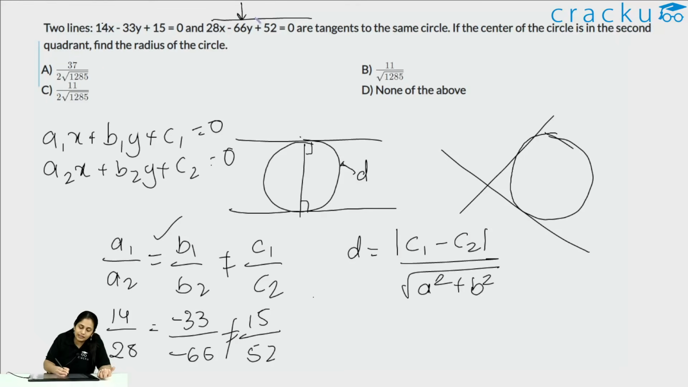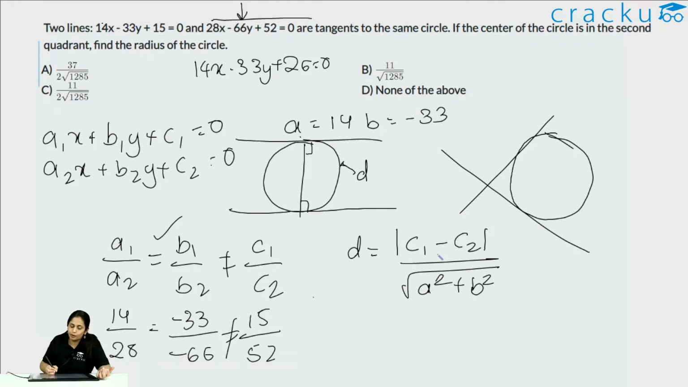So if I divide this by 2, what do I get? I get 14x minus 33y plus 26 equal to 0. So I get that A is equal to 14 and B is equal to minus 33. This is when we can use this formula. Here then C1 is equal to plus 15 and C2 is equal to 26.